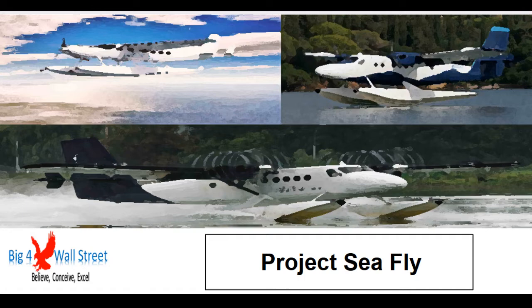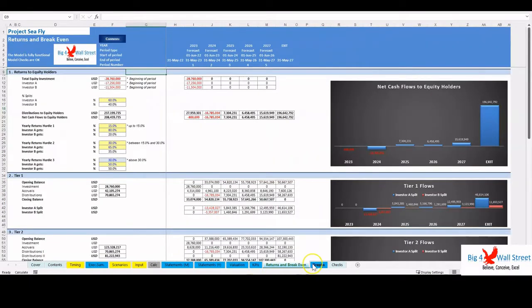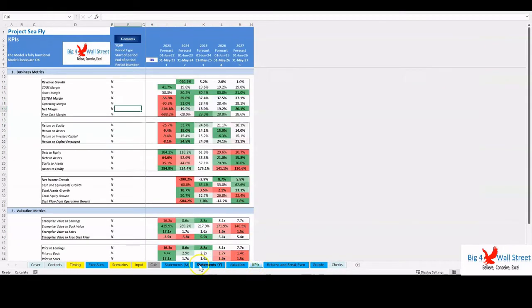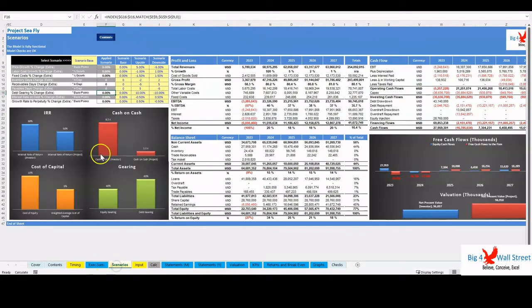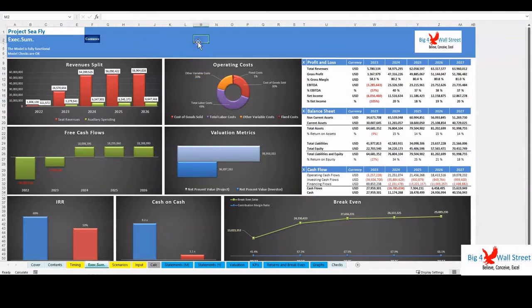The model generates the 3 financial statements, profit and loss, balance sheet and cash flow, a valuation, returns per investor based on hurdle rates, various charts, a break-even analysis, and a series of margins, ratios, and feasibility metrics. Additionally, the user can set 3 scenarios to stress test the plan in the Scenarios tab. All the above is summarized in the Executive Summary tab, which aggregates the most important metrics of the model.